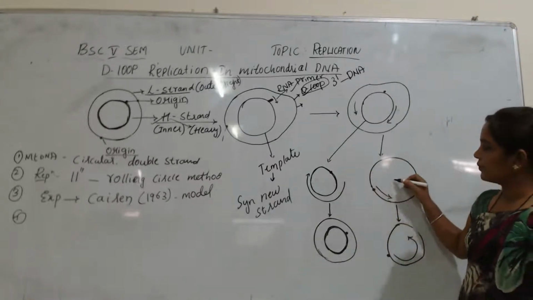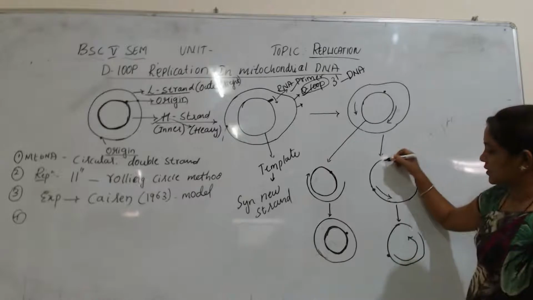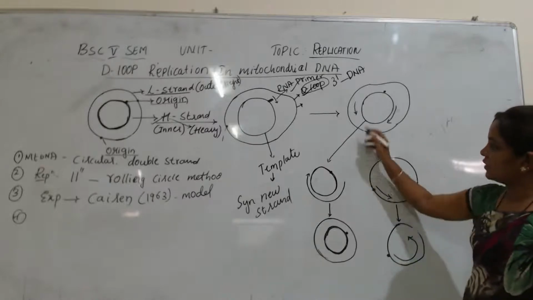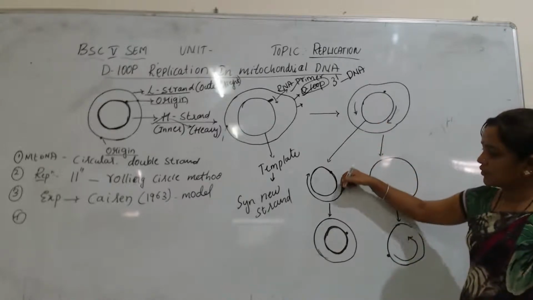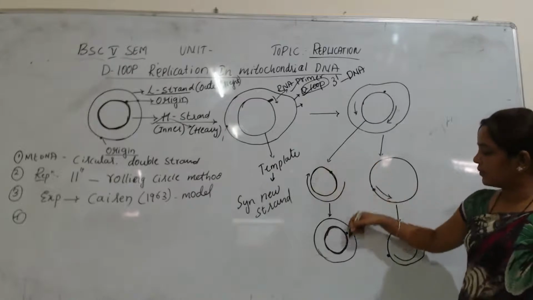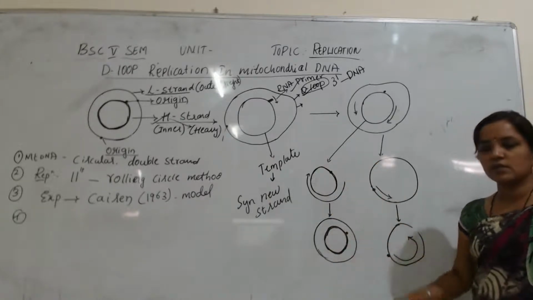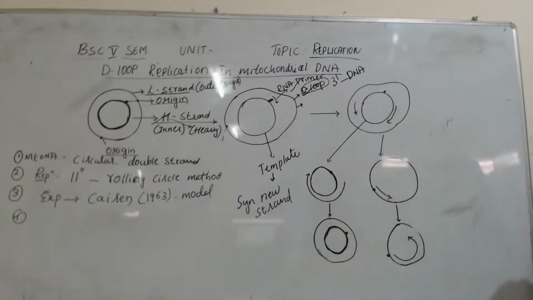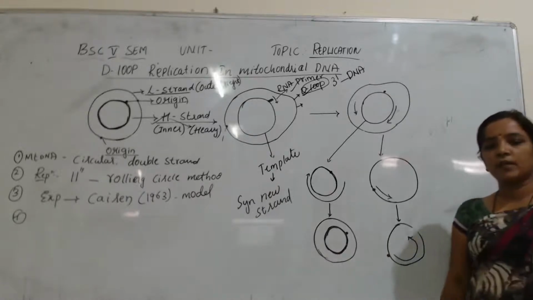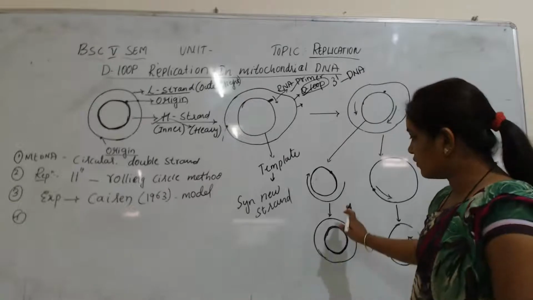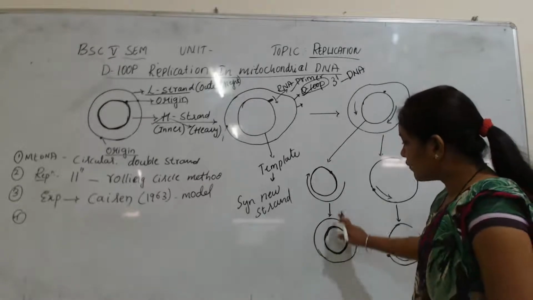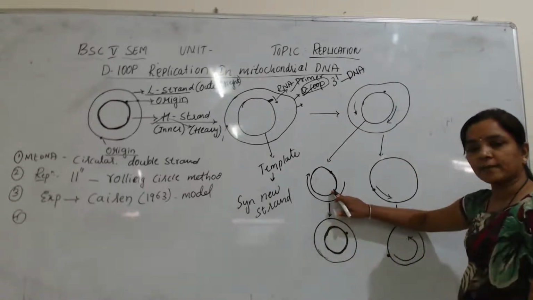See here, this is the outer one as it is. This is the inner H strand, which is replicating and will slowly form the new strands. The H strands will be formed. The L strand will be formed from the H strand.